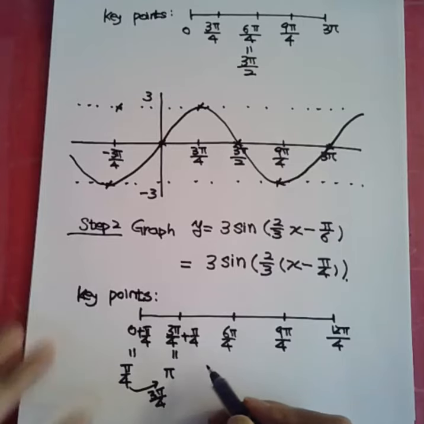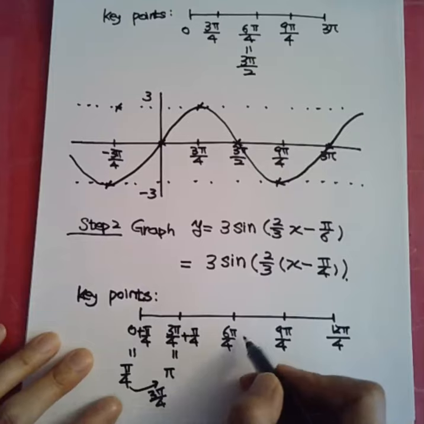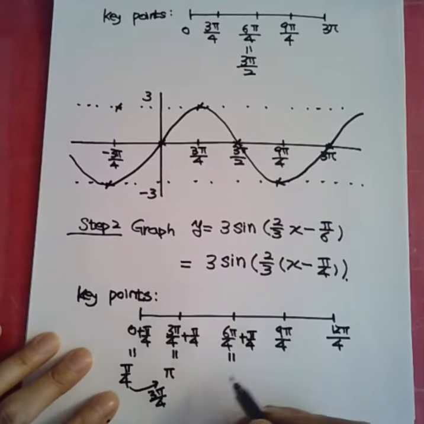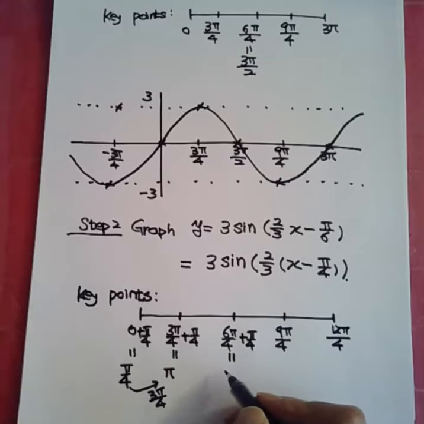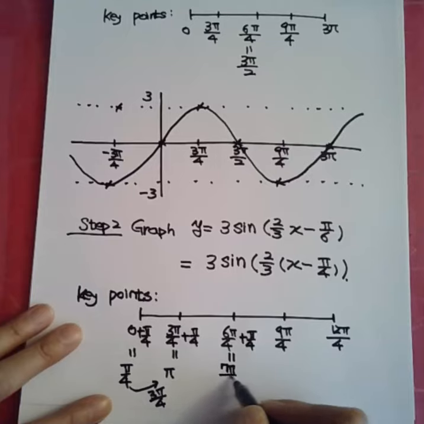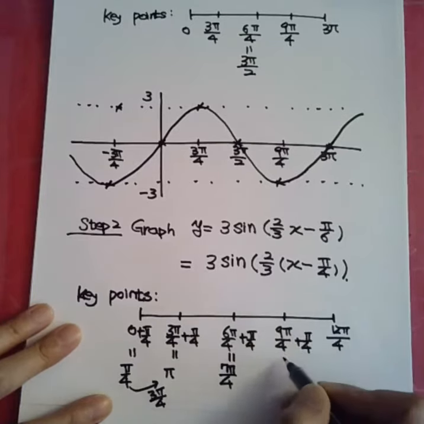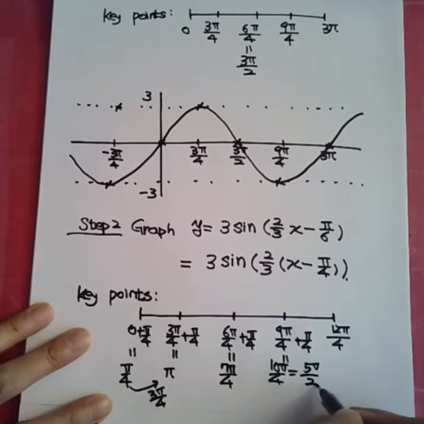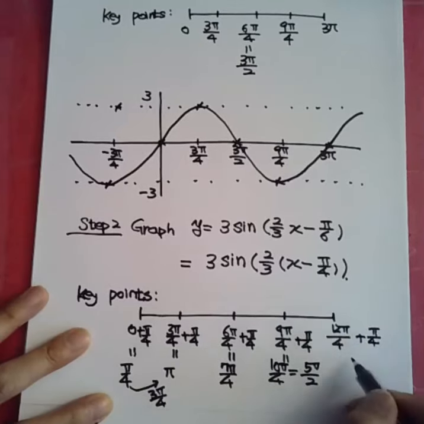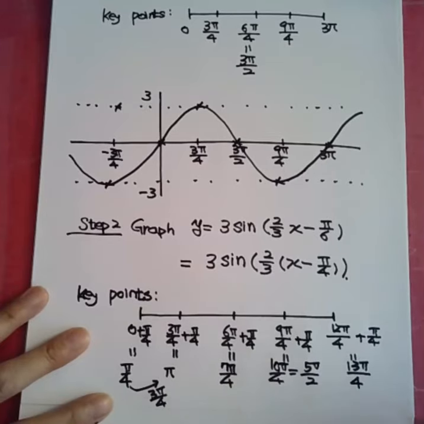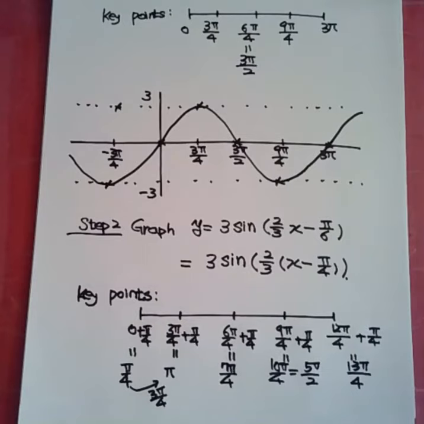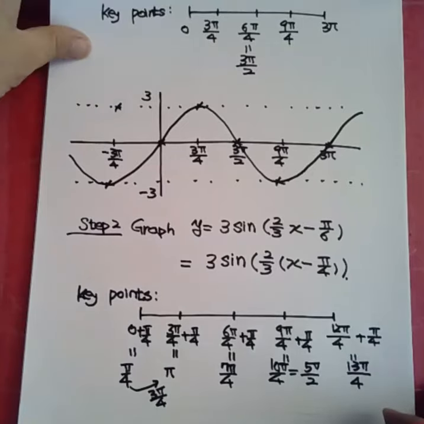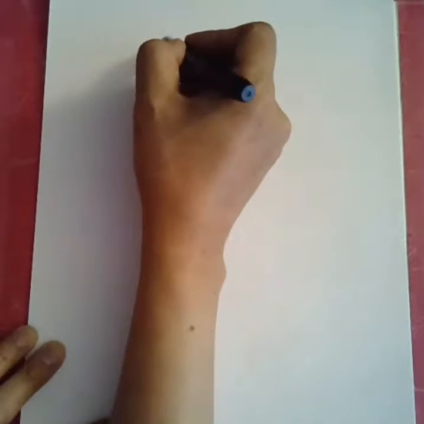So we will keep adding 4 to the numerator. Then the next one will be, actually it is easier to just add pi over 4. Then 7 pi over 4 plus pi over 4. Then that is 10 pi over 4, which is 5 pi over 2. Then when we add pi over 4, that will become 13 pi over 4. Let's use all the information to shift the graph.